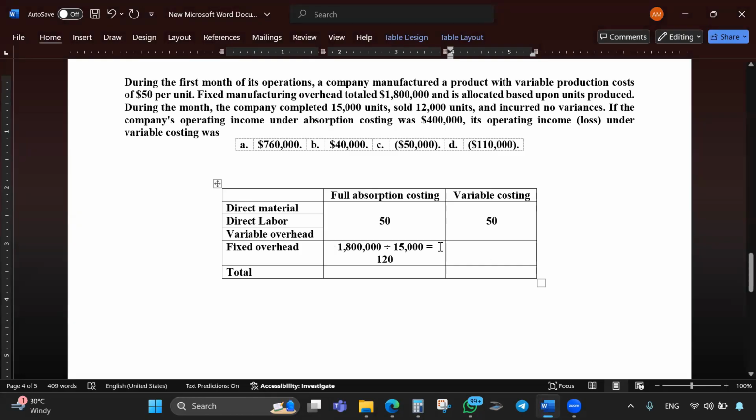And the fixed overhead is not written here. So the total manufacturing cost per unit using full absorption costing will be 170, and here will be only 50.